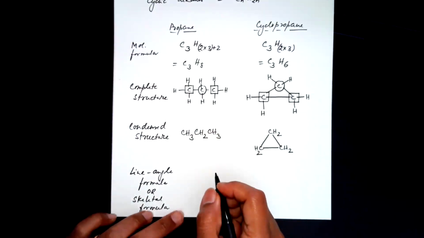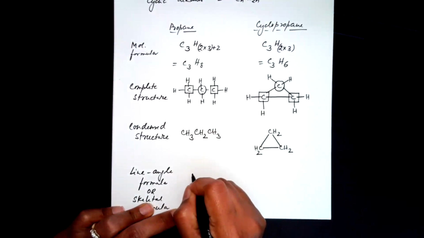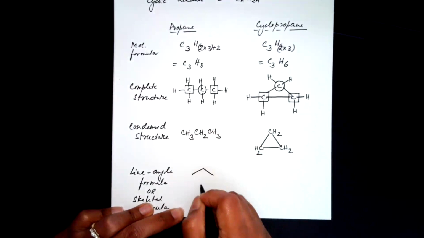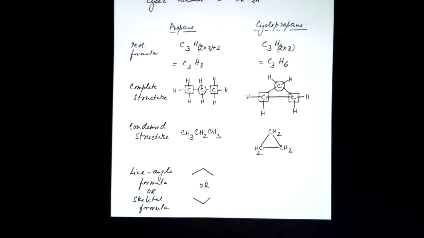The line angle formula for the first one can just be 1 carbon, 2nd carbon, 3rd carbon, or you could have done 1st carbon, 2nd carbon, 3rd carbon. So that zigzag line showing that these are all carbons, the point of intersection, the beginning and the end of each line is a carbon. And line angle formula does not require you to show the carbon-hydrogen bonds, but they are still there.